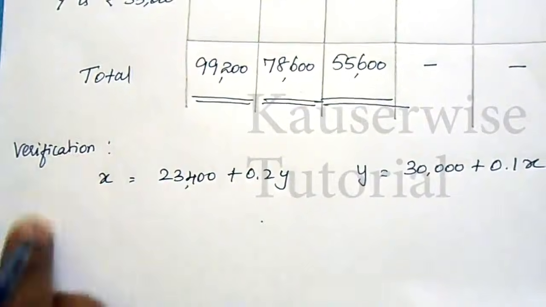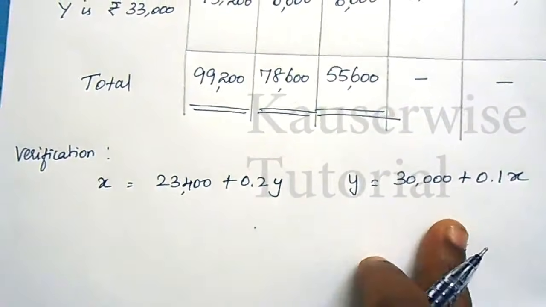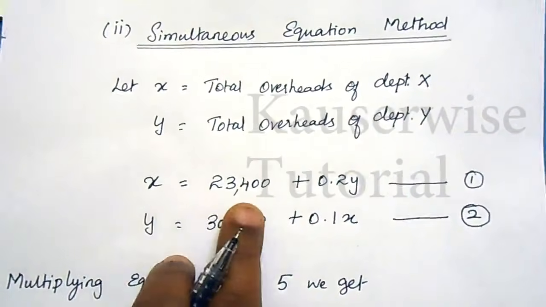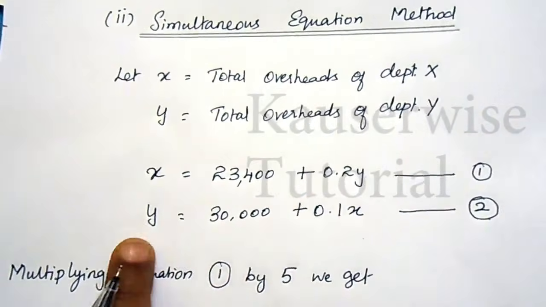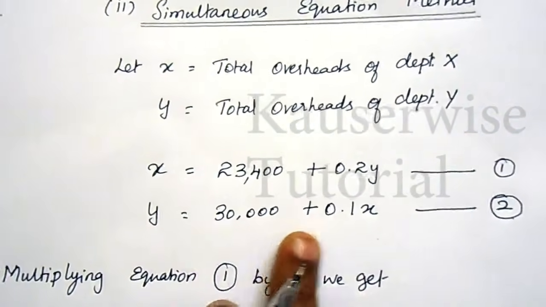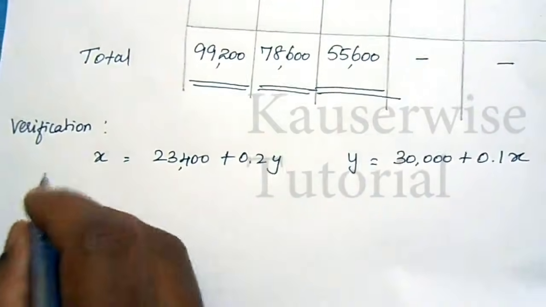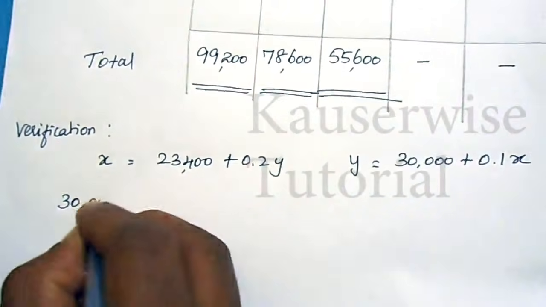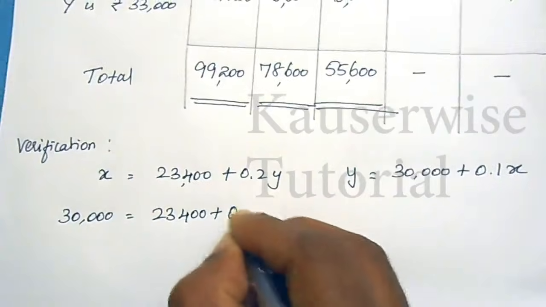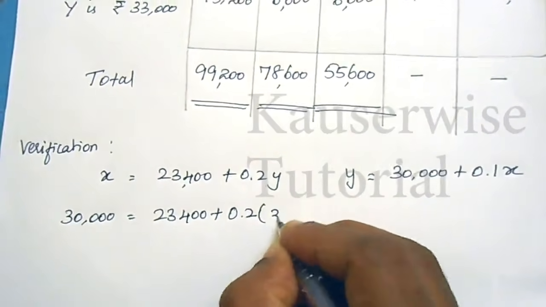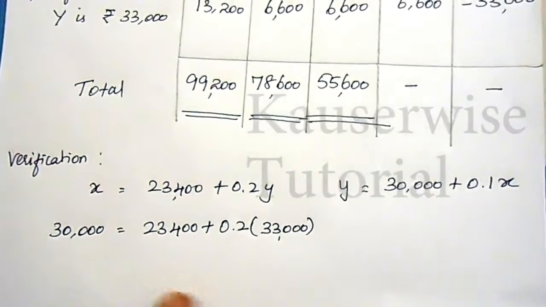See the verification step. Take two simultaneous equations, equation number 1 and equation number 2. Equation 1, X is equal to 23,400 plus 0.2Y, and equation 2 is Y is equal to 30,000 plus 0.1X. So two equations are there. X value is 30,000. 30,000 is equal to 23,400 plus 0.2Y. Y value is 33,000. Just apply X and Y value in order to verify.